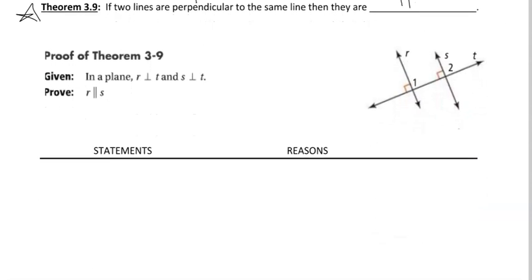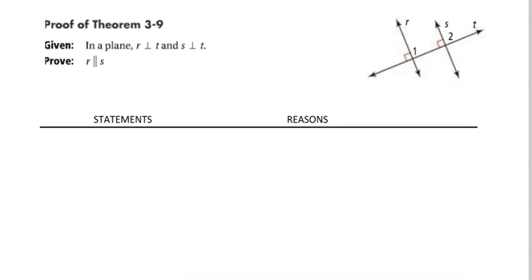All right, let's take a look at this and figure out how we could do this proof. In a plane, R is perpendicular to T, and S is perpendicular to T. Prove that R is parallel to S. Well, if we were allowed to just use the theorem, we would say since they're both perpendicular to the same line, they must be parallel, and we would just write that out. It would be a one-step proof.